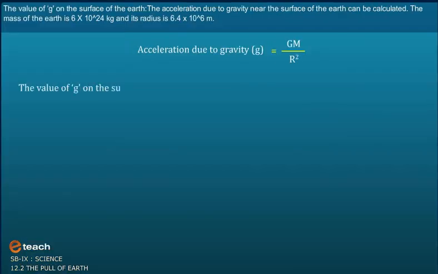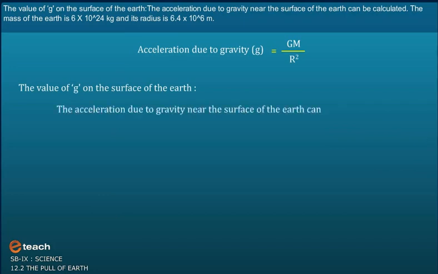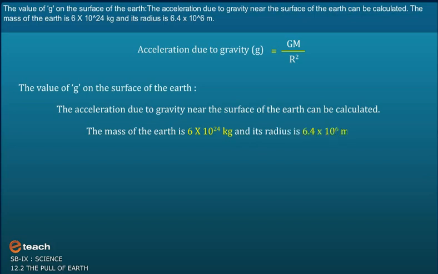The value of g on the surface of the Earth. Here is an example. Look at it carefully. The acceleration due to gravity near the surface of the Earth can be calculated. The mass of the Earth is 6 into 10 raised to power 24 kg and its radius is 6.4 into 10 raised to power 6 m. M stands for meter.